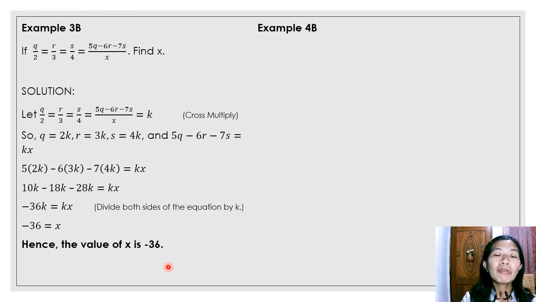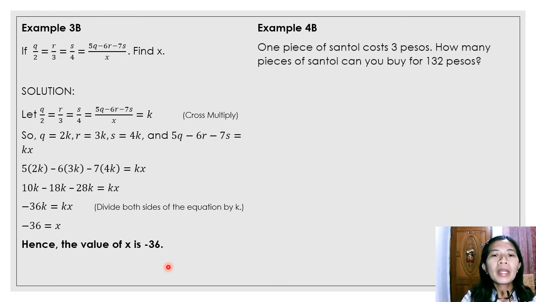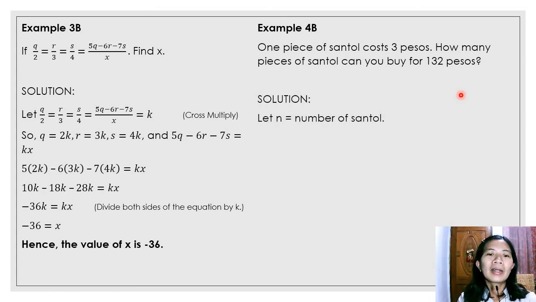Example 4b. One piece of santol costs 3 pesos. How many pieces of santol can you buy for 132 pesos? Using ratio and proportion, let n be the number of santol. Then 1 is to 3 equals n is to 132. It means 1 santol costs 3 pesos. So how many santol will you buy if you have 132 pesos?